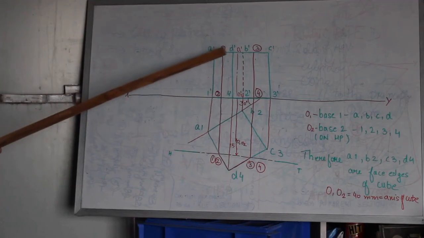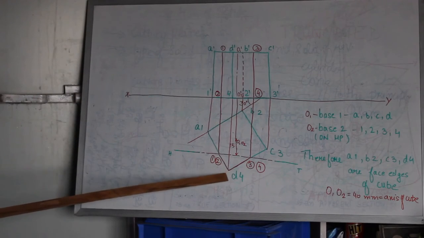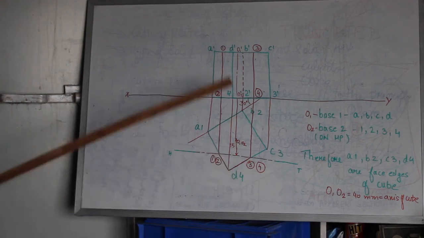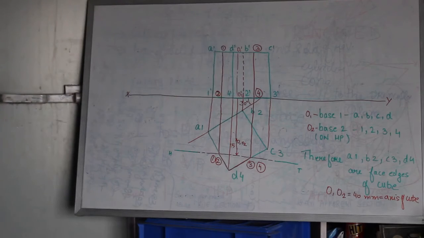We'll be drawing the hatching lines and we'll be making this face edge, which is now removed, as you can see in the top view, it is being removed by the cutting plane. We'll make this line light.